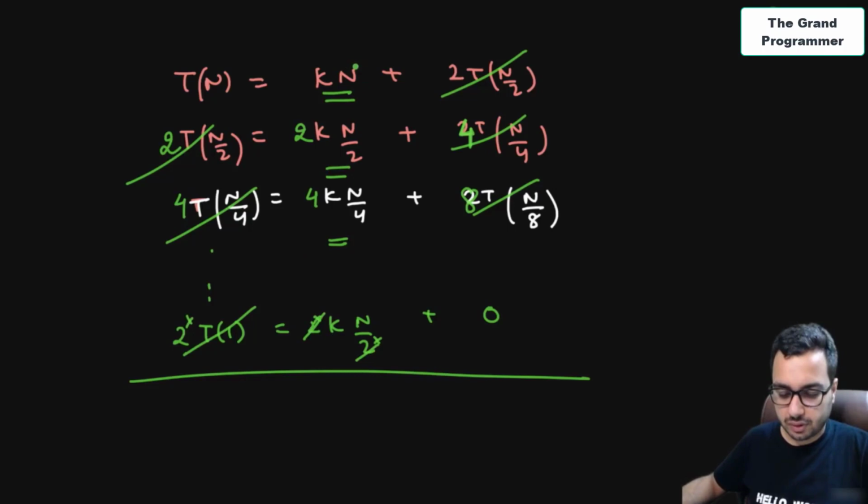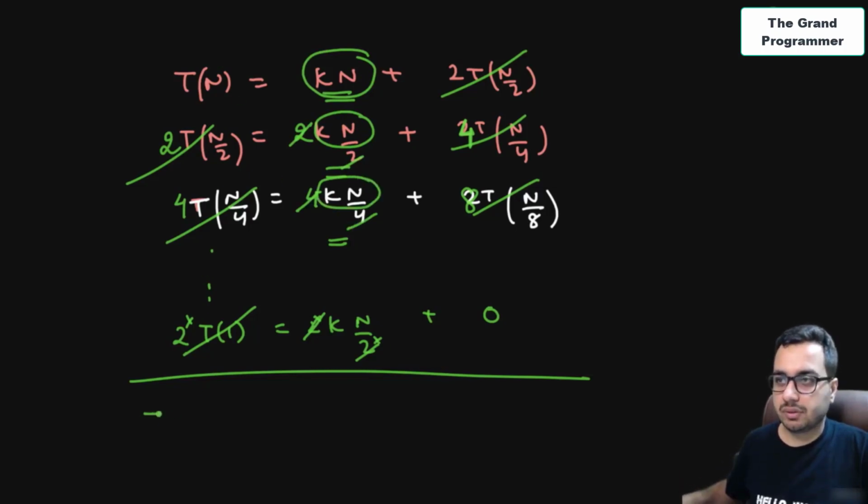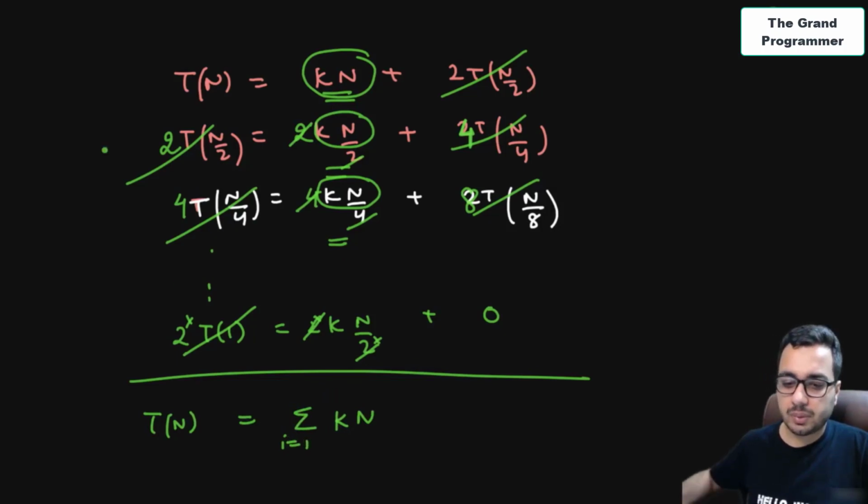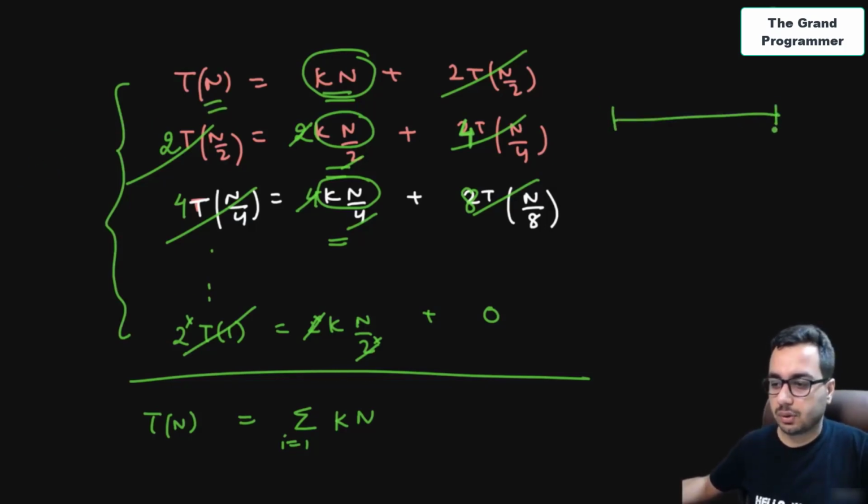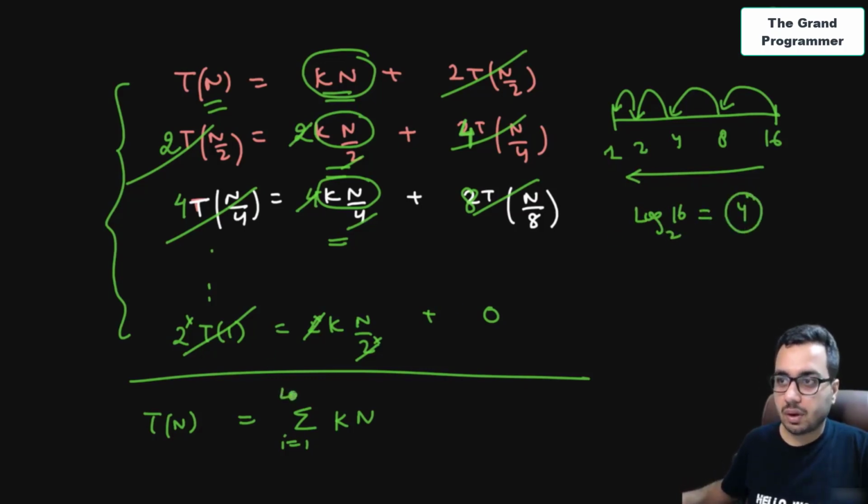So what you will observe is from every equation you are left with kn: this 2 goes off, you're left with kn, this 4 goes off, you're left with kn. So from the left we are left with t of n, and from the right we are left with the summation of k of n, where i goes from 1 till however many equations you are going to have. You go from n to 1 every time, dividing by a factor of 2. For example, if n is 16, it becomes 8, then 4, then 2, then 1. How many iterations did it take? It took log of 16 to the base 2, that is 4. So effectively we have log n such equations.